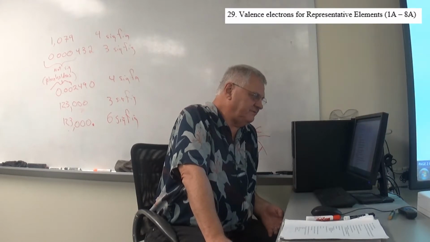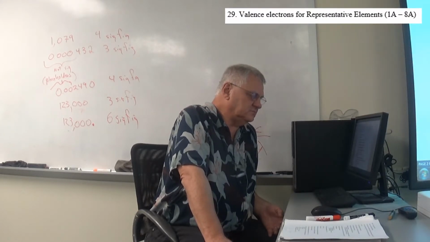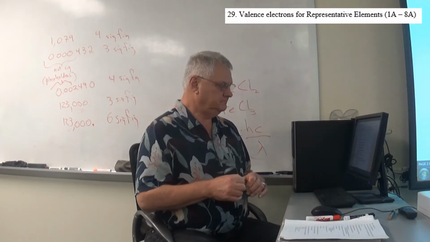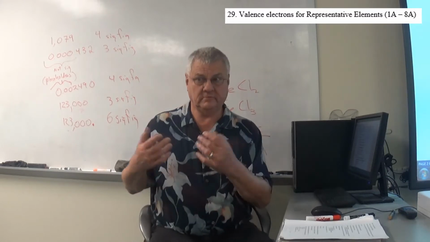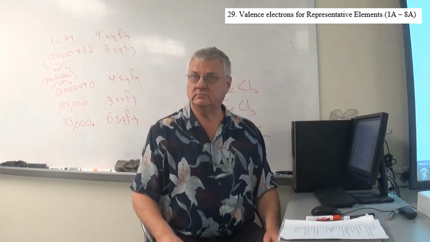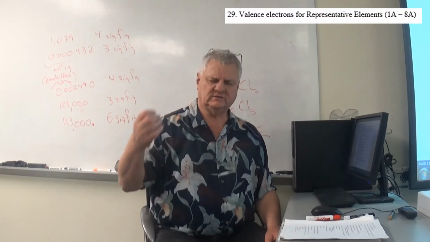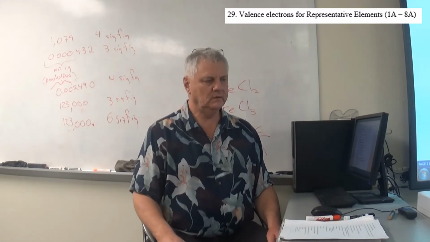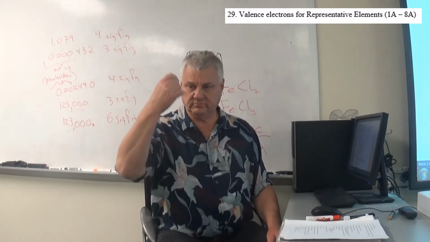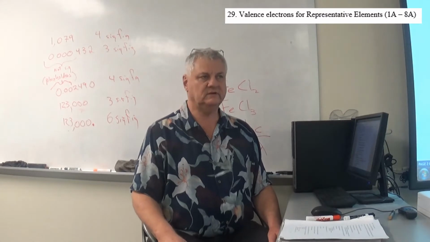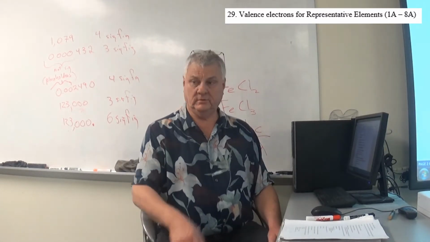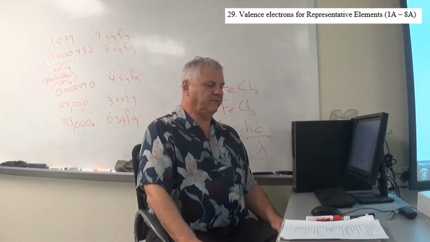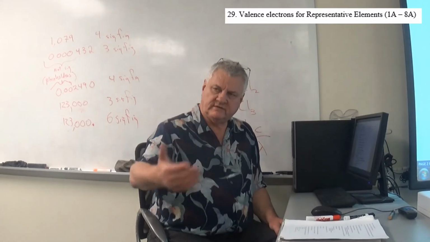Now, determining the number of valence electrons for the representative elements, which are in groups 1A through 8A, is very easy, isn't it? Essentially, the number of valence electrons is the same as the group number. So if you have an element like sodium in group 1A, you know it has 1 valence electron. If you have an element like magnesium in group 2A, you know it has 2 valence electrons. Aluminum in 3A has 3 valence electrons. Fluorine in group 7A, 7 valence electrons.